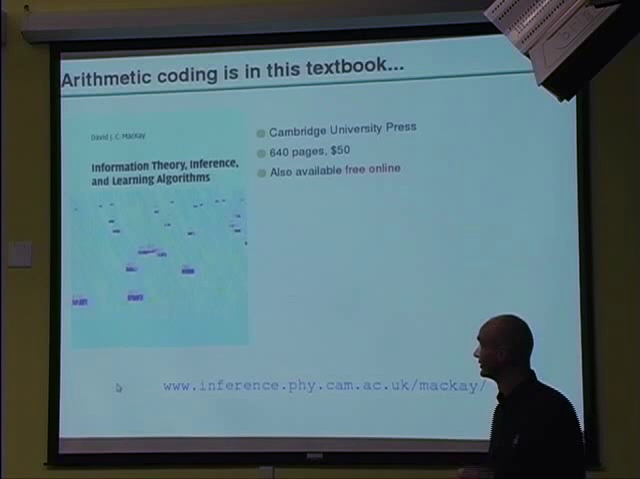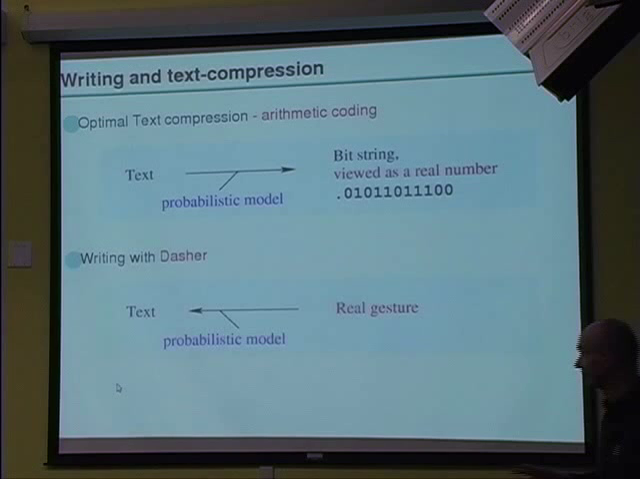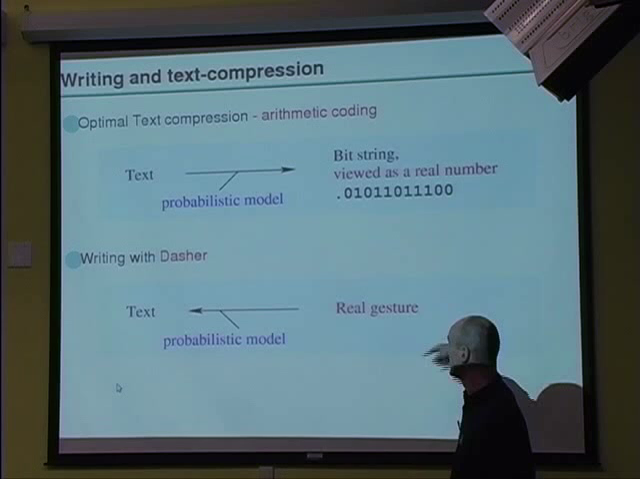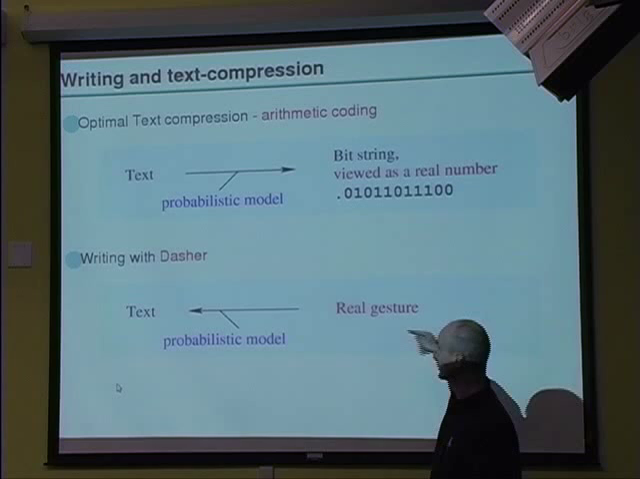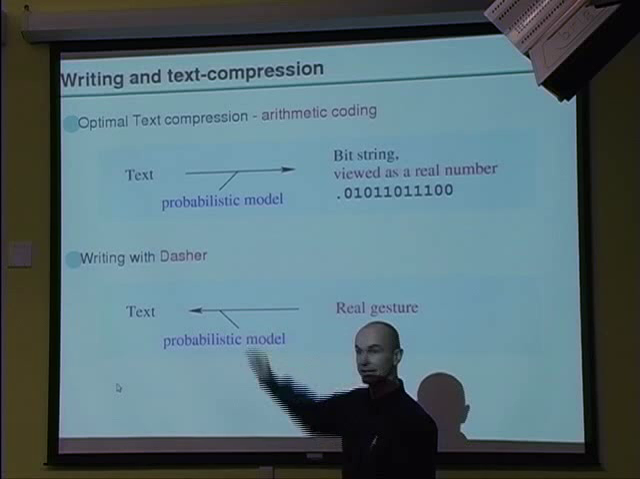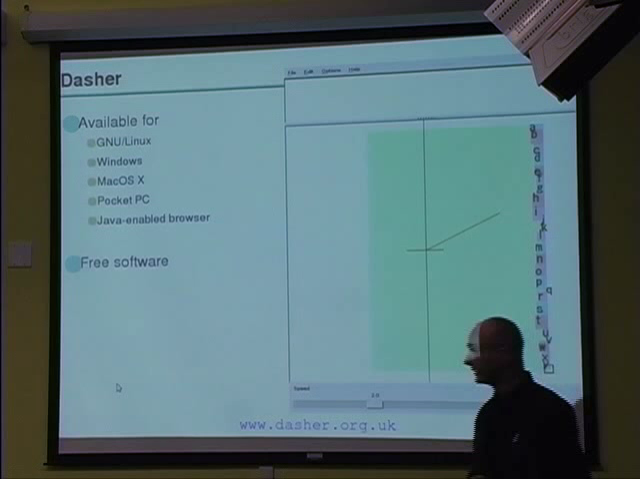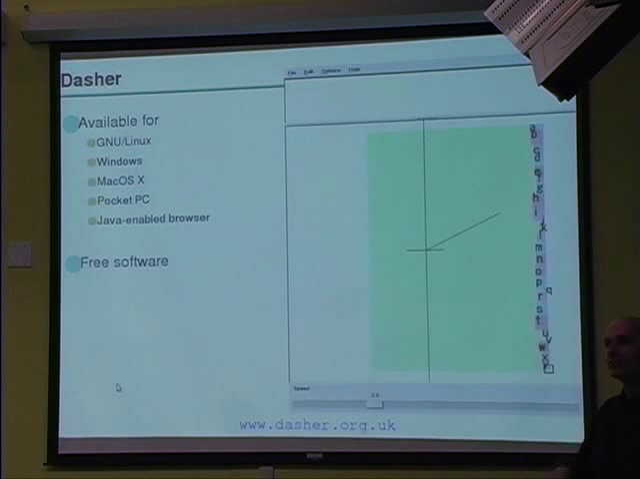Probably by the end of this talk, you'll understand arithmetic coding anyway, because Dasher is just back-to-front arithmetic coding. You put in a gesture, which is a real-value gesture defining a real number to greater and greater precision. You use exactly the same probabilistic model as is used in state-of-the-art text compressors, and out comes text. So let me show you Dasher right now. I'll write some sentences for you, and you maybe won't understand what's going on. Then I'll explain, and you'll understand.